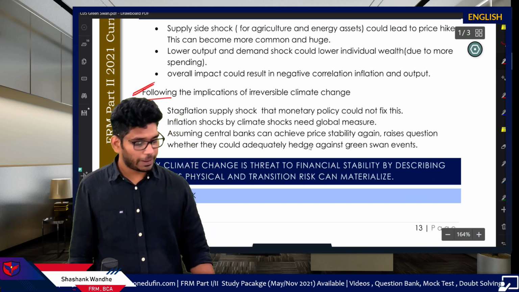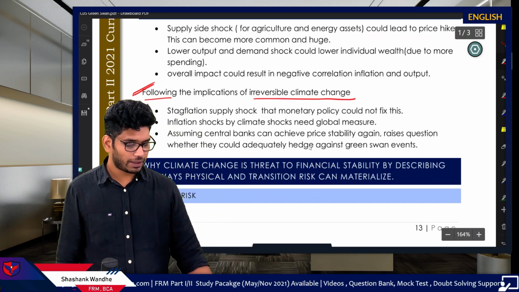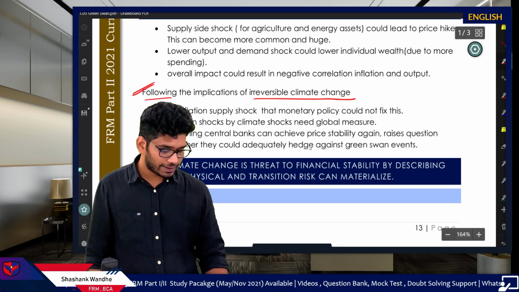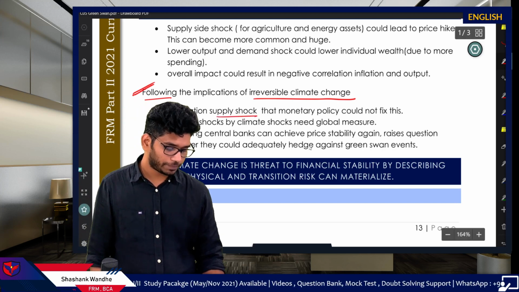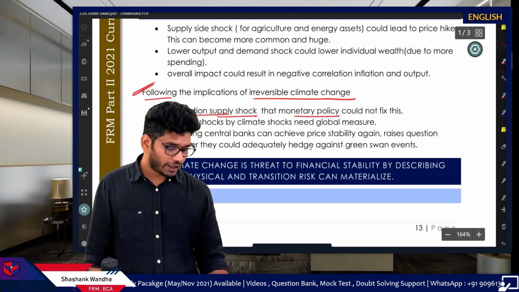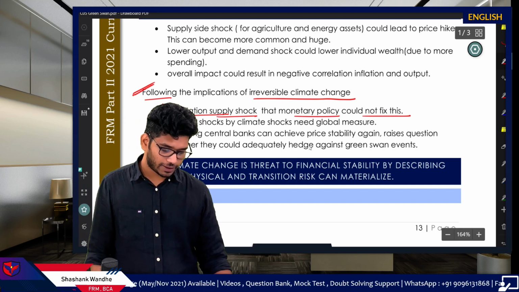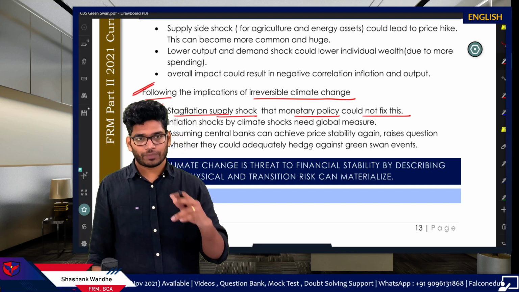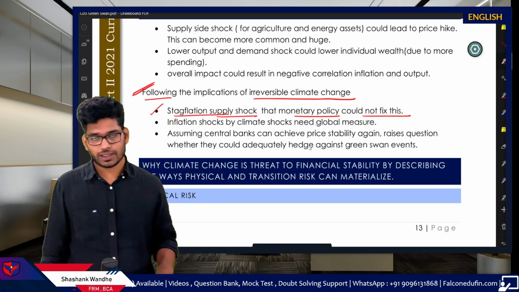Next are the following implications of irreversible climate change. First is the stagflation supply shock that monetary policy could not fix. What is a stagflation supply shock? That is a sudden increase or decrease in the supply.